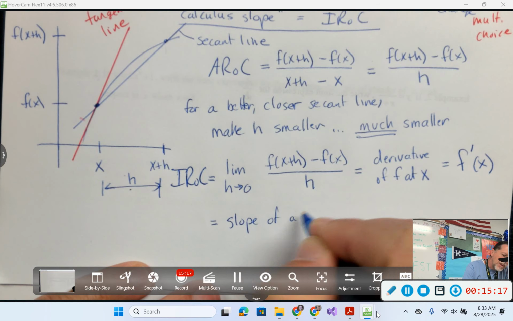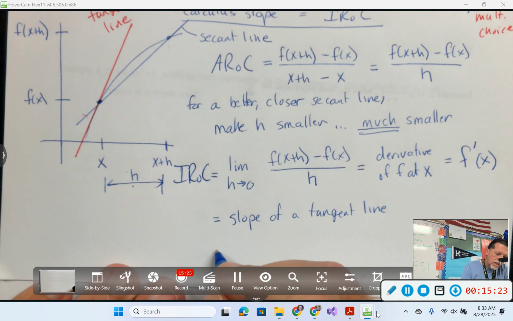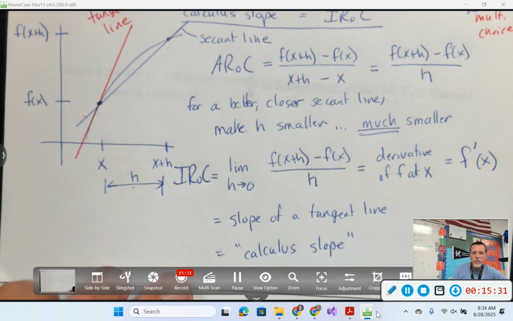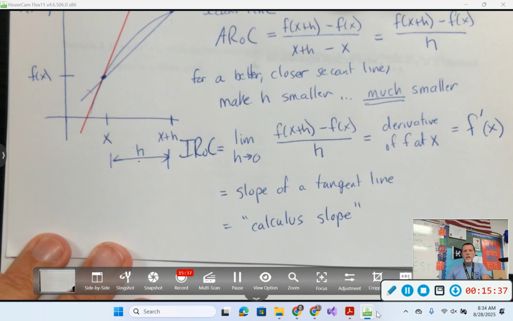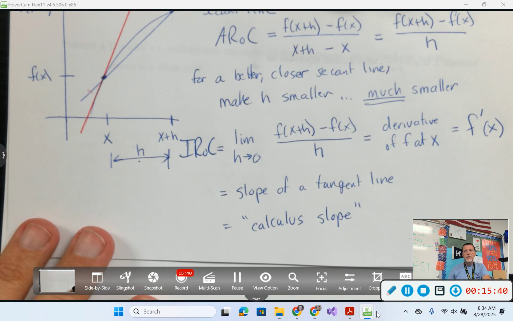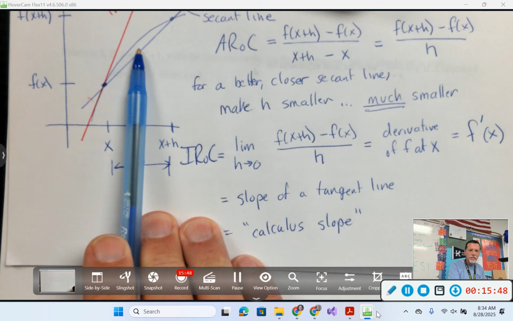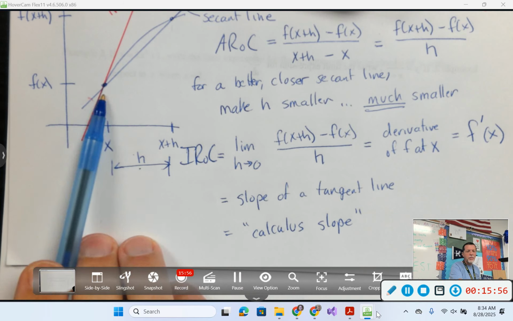That's the slope of a tangent line. Again, this isn't an official phrase, but to differentiate the two, it's sort of the calculus slope rather than the algebra slope. So the average rate of change and the instantaneous rate of change are related to each other. If you take your algebra rate of change and just shrink the delta x, shrink the h, shrink the change in x down to 0, you've got your slope at a point, which is the derivative.